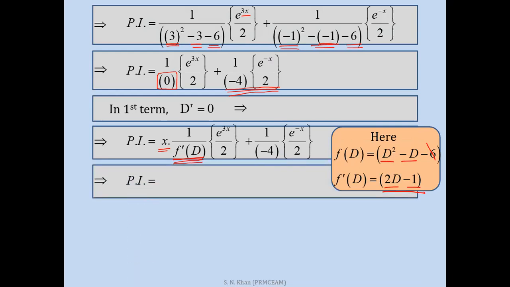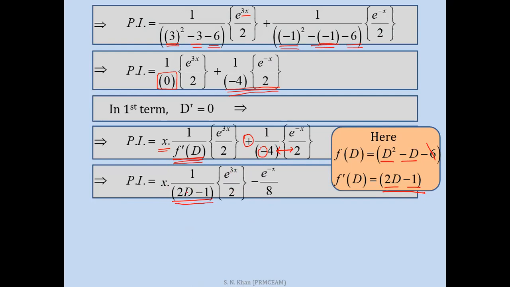So PI it will become x into 1/(2D - 1). ये हो गया, new operator operating on e to the power 3x/2. And second जो term है अभी हम इसको simplify कर सकते हैं. This plus into this minus, it will be minus, and this 4 closer, it will become 8. So minus e to the power -x/8, that is the second term. Now फर्स्ट टर्म के अंदर D प्रेजेंट है, जब तक D रिमूव नहीं होगा तब तक हमें इसे कंटिन्यू सॉल्व करना है.